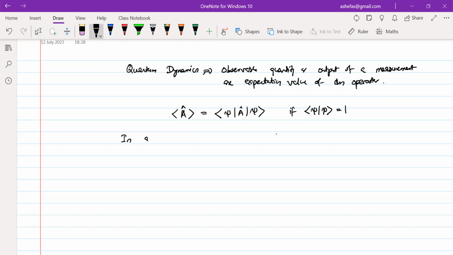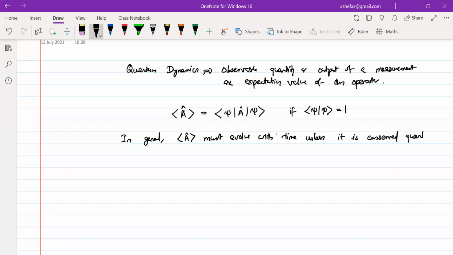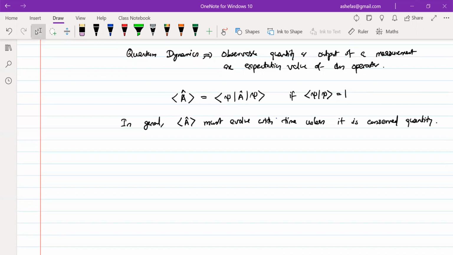So in general, the expectation value of operator A must evolve with time unless it is a conserved quantity. Okay, so then we can attribute the time evolution of the expectation value in different ways. And accordingly, we have three different pictures: a Schrodinger picture, Heisenberg picture, as well as interaction picture. Now, in this particular lecture, we are going to discuss the Schrodinger picture.